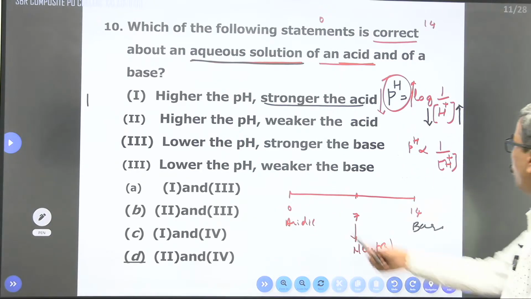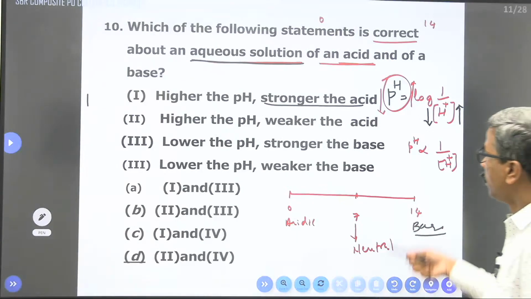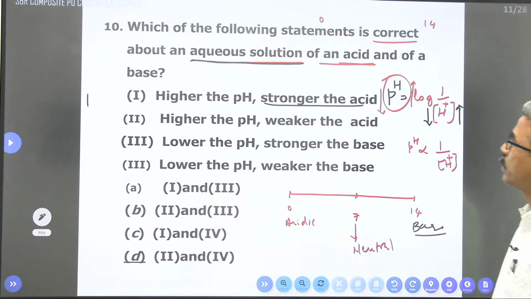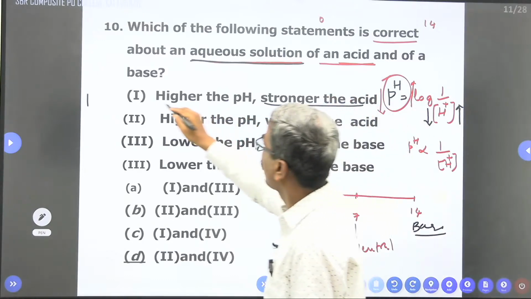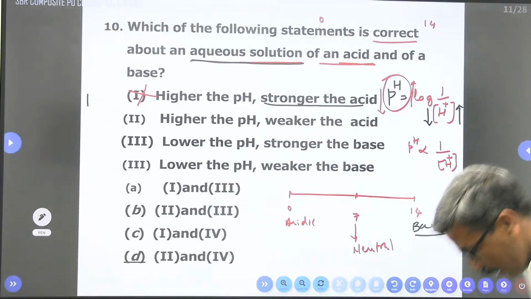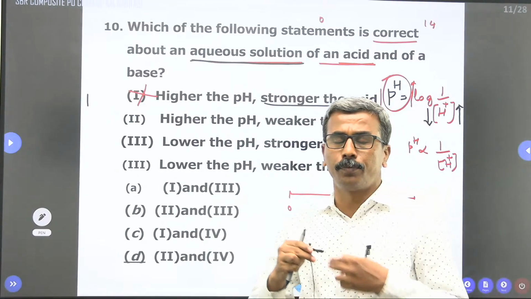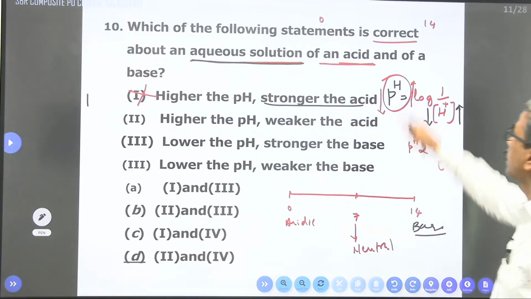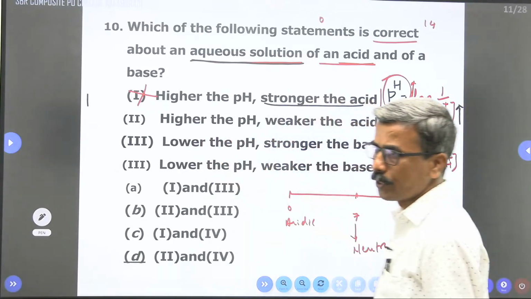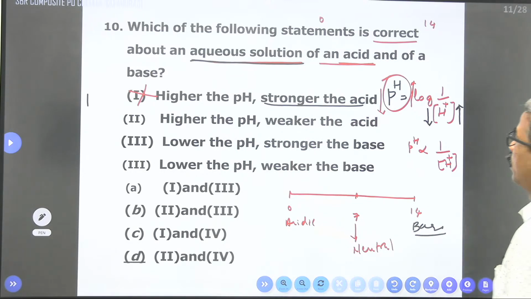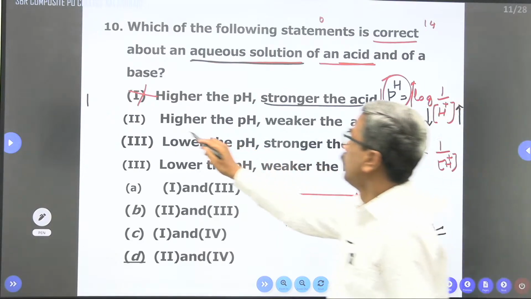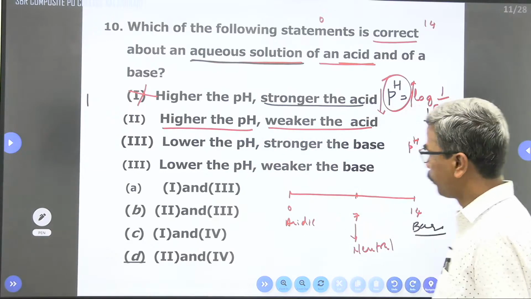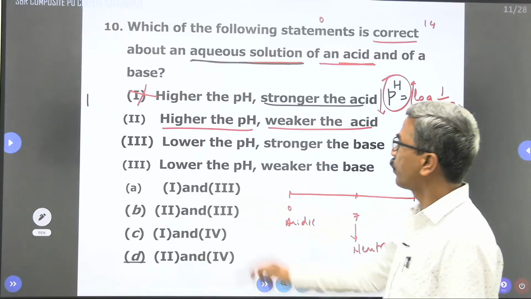Based on that, the higher the pH value, the stronger is the base. The smaller the pH value, the stronger is the acid. Now you can see, higher the pH, stronger the acid. It cannot be. Higher the pH, stronger is the base. That's why this statement 1 is not a correct statement. It is incorrect, but they are asking for the correct statement. Now, higher the pH, weaker the acid. This is correct. If the base is stronger, the acid must be weaker. So that's why this is going to be a correct statement.